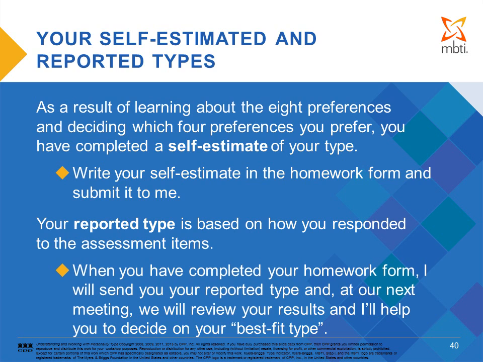When you finish this video, if you would go to the form underneath it and put those 4 letters into that homework form for me and send that along to me. Your reported type is the computer-generated assessment of the 93 questions that you answered. So once you've completed that form and submitted it to me, I will send you your reported type, and then when we next talk, we'll compare the two and see if there's anything that's different. And if there is, I'll help you figure out what your best fit type is.